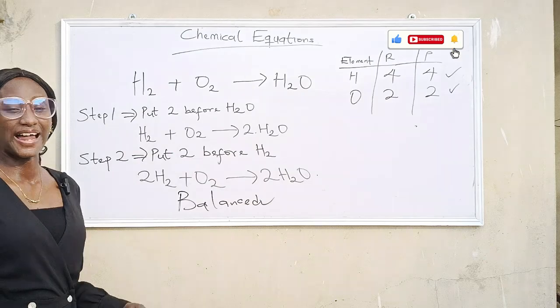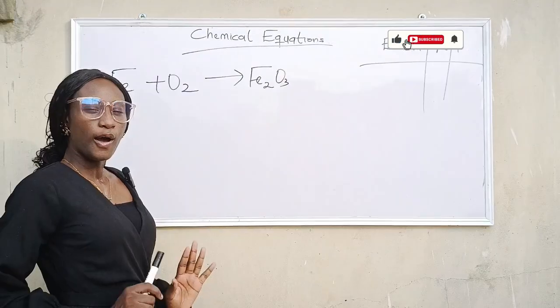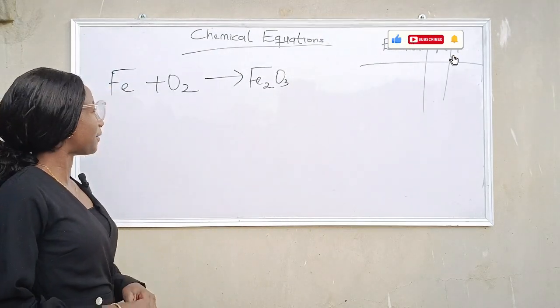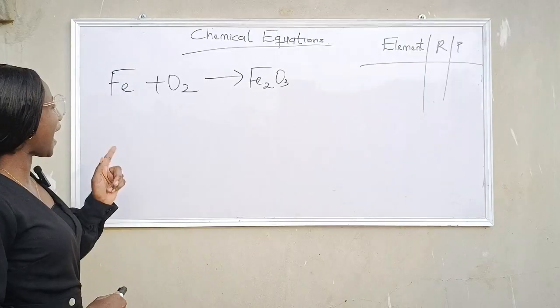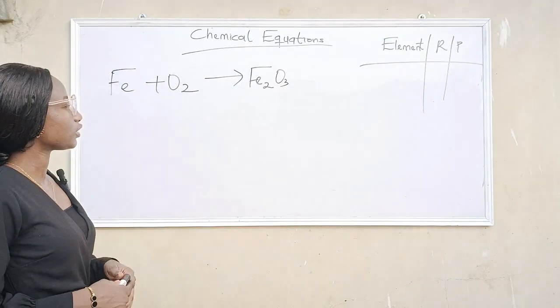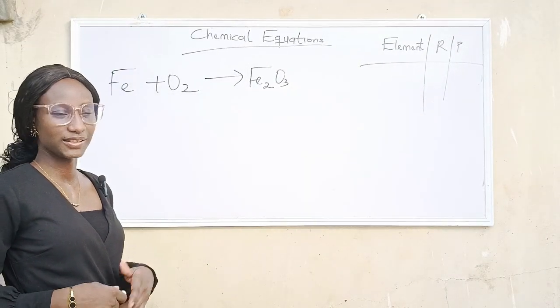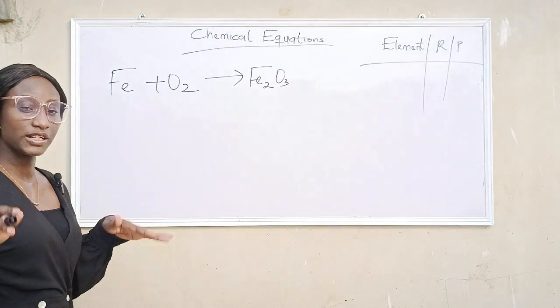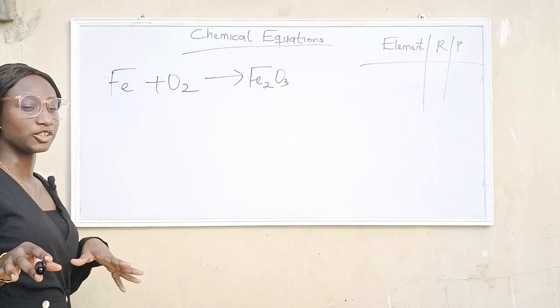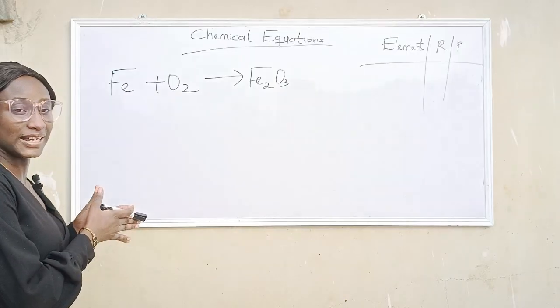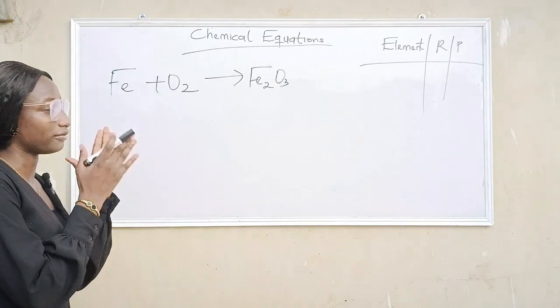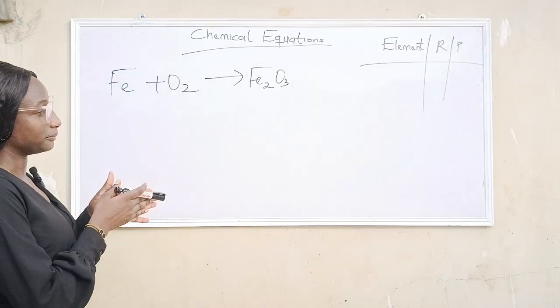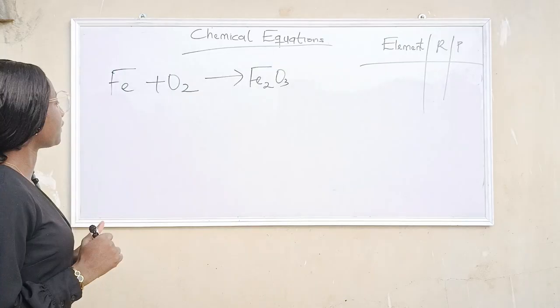So let's look at another example. Okay, so this is another example. This is the reaction between iron and oxygen to give us iron oxide. Alright, so how do we know if this is balanced? First, you have to count the number of atoms. Is the number of atoms present at the reactant side the same as the number of atoms present at the product side? So let's find out.